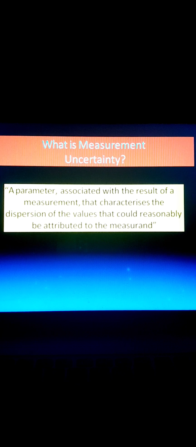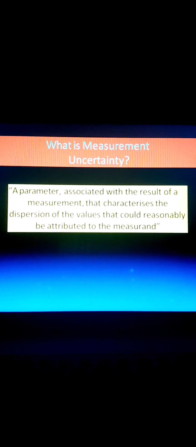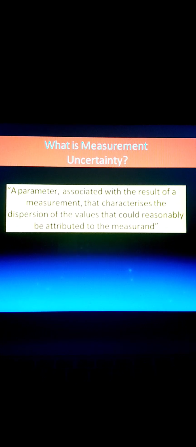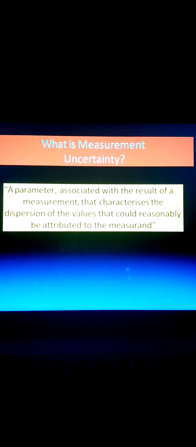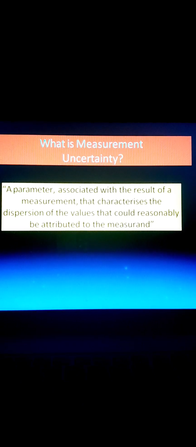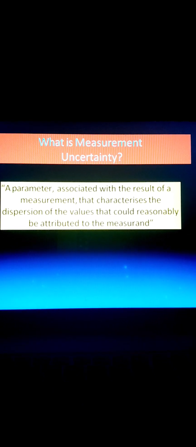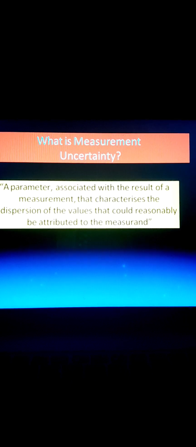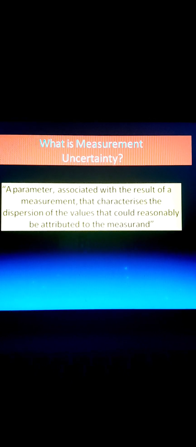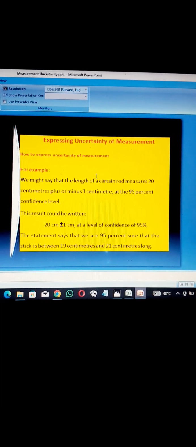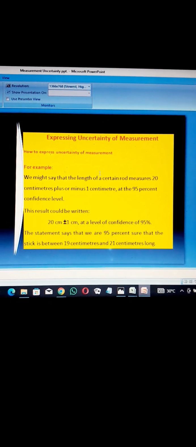First we have to discuss what is measurement of uncertainty. The measurement of uncertainty is a parameter associated with the result of a measurement, and that characterizes the dispersion of the values that could reasonably be attributed to the measurand.